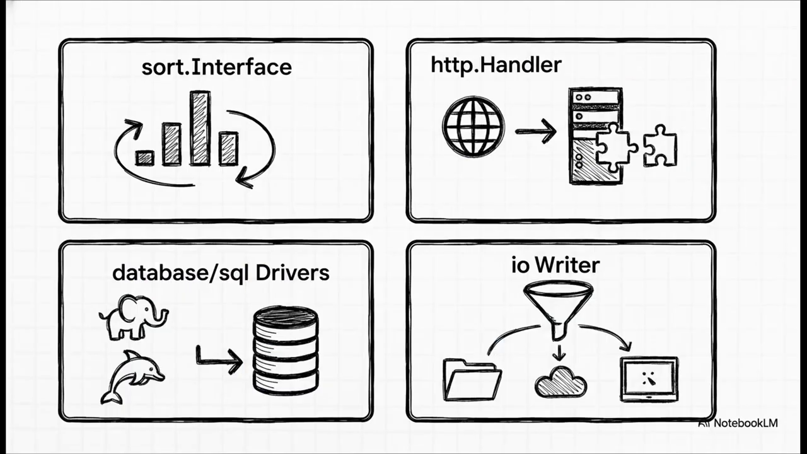And believe me, it does not stop there. This pattern is baked into the DNA of Go's standard library. The sort.Interface lets you plug in different sorting strategies. The http.Handler is just a strategy for how to handle an incoming web request. Even the database/sql package uses this exact pattern to let you swap out drivers for Postgres or MySQL or SQLite without changing your application logic. Go is literally designed around this philosophy.